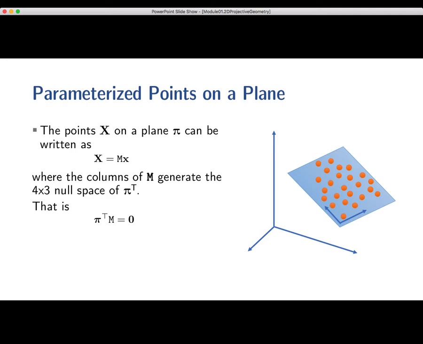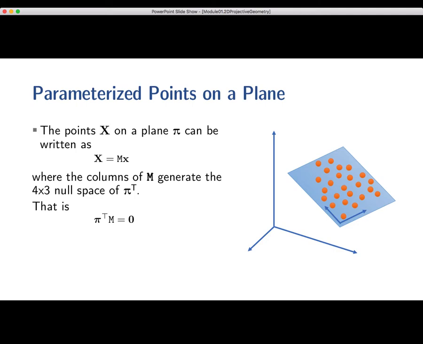This is no different than how you can write a line in parameterized form. You can say alpha a plus 1 minus alpha b is a parameterized form of a line, which helps you linearly interpolate between the 2 endpoints of the line. Similarly, if I choose M as 3 vectors, then I'm linearly interpolating between those points to reach any other point on the plane.